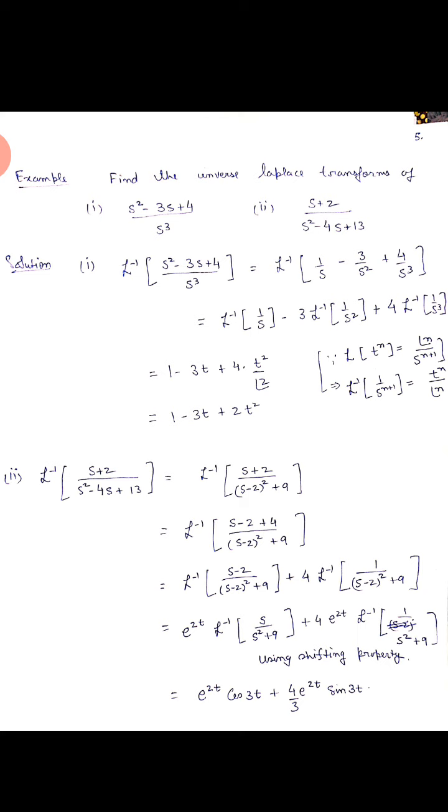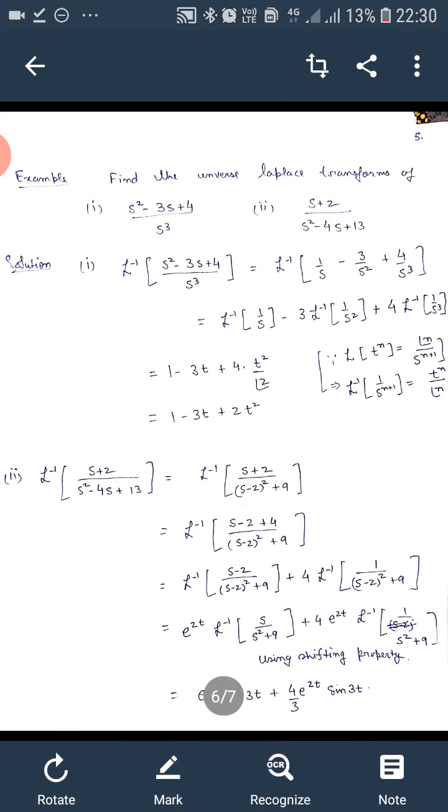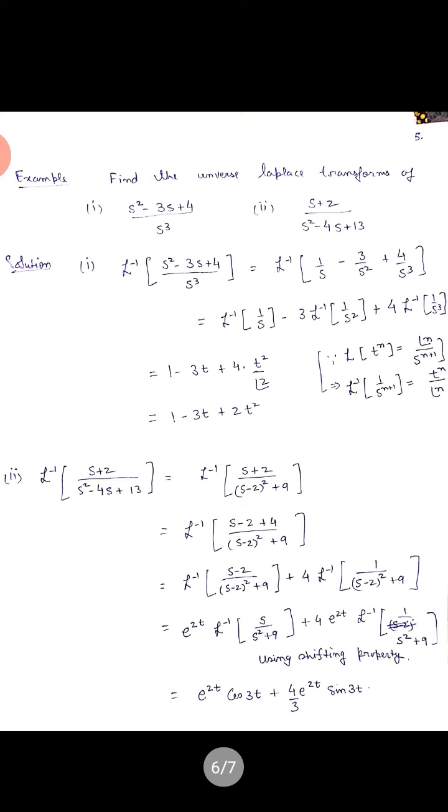And then again we already know the formula for L inverse of s over s square plus 3 square. That's nothing but cos 3t, and the formula for L inverse of 1 over s square plus 9 is nothing but sin 3t. So the final expression for the inverse Laplace transform of the second problem we have obtained is e raised to the power 2t times cos 3t plus 4 over 3 times e raised to the power 2t sin 3t. So this is the inverse Laplace transform of this second problem.